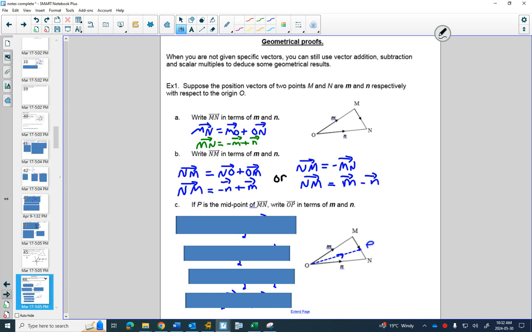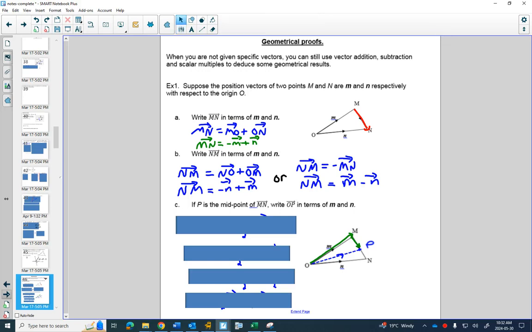So what have we found out so far? We have found out so far that we could go from M to N, right? You're allowed to travel that way. So what I'm going to tell my robot to do is go from O to M, and then just tell it to go halfway along M to N, and I would get from O to P. Does that make sense?